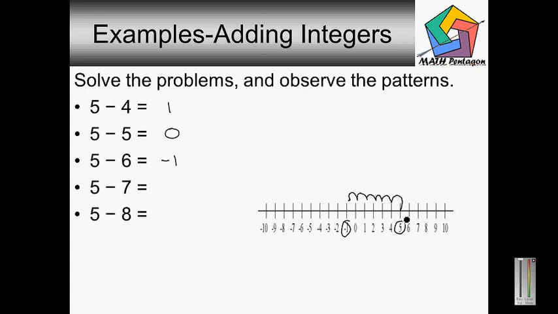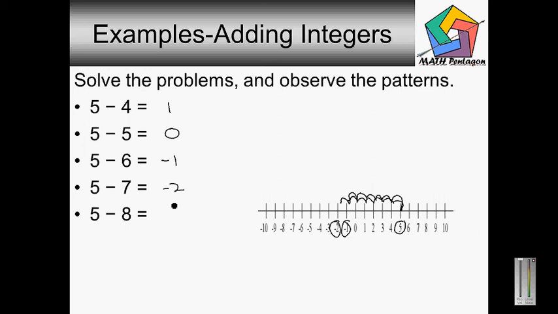We have 5 minus 7. We start out at 5, and we move 1, 2, 3, 4, 5, 6, 7. So we move 7 steps to the left because we have a minus 7. We land on -2. So 5 minus 7 equals -2. And as you can see by these answers, we're going from 1, 0, -1, -2.